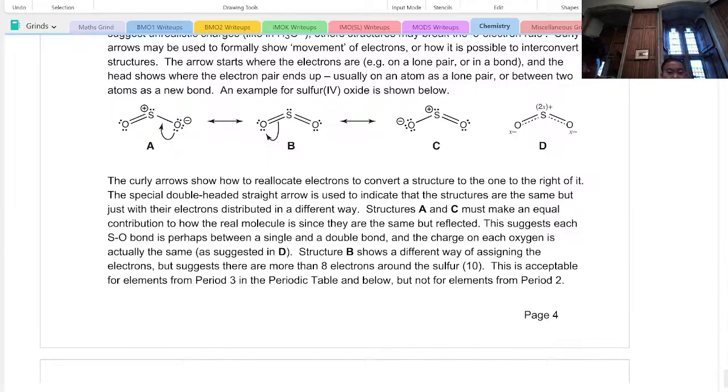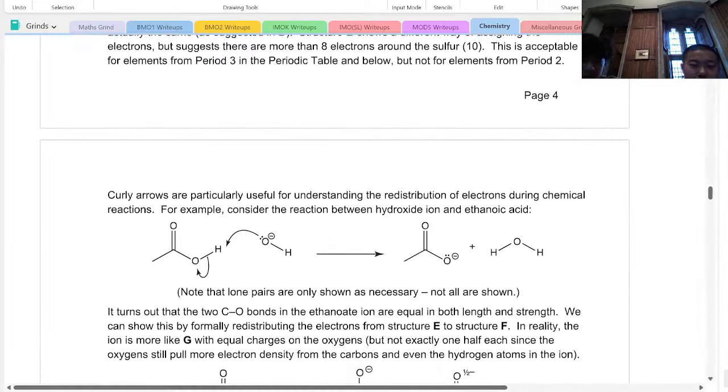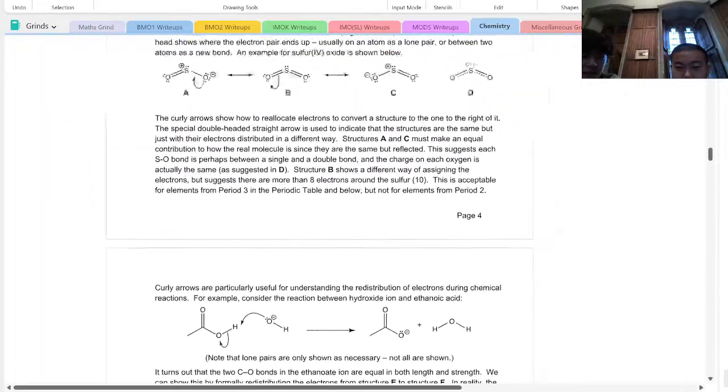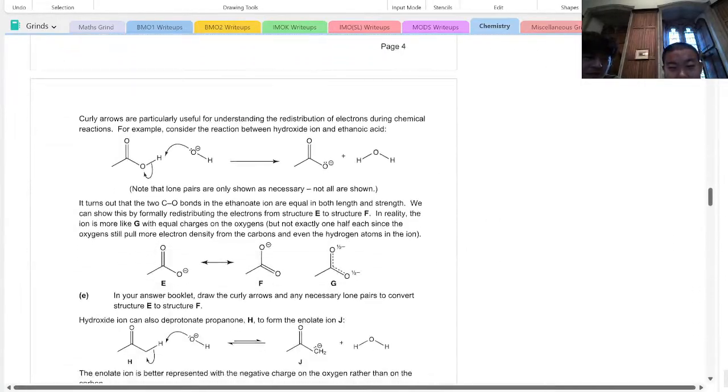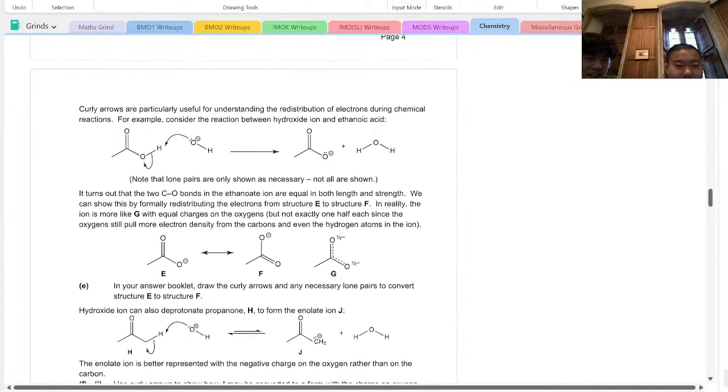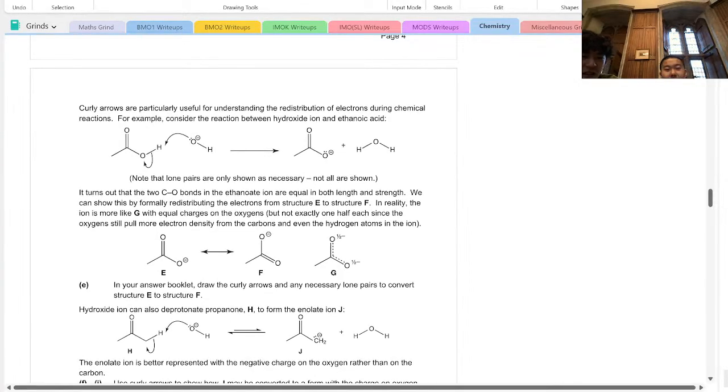Structure B shows a different way of assigning the electrons, but suggests there are more than 8 electrons around the sulfur. This is acceptable for elements in period 3 in the periodic table, but not elements from period 2. Elements 3 and below. Yes. There's so much text, bro. Curly arrows are particularly useful for understanding the redistribution of electrons during chemical reactions.